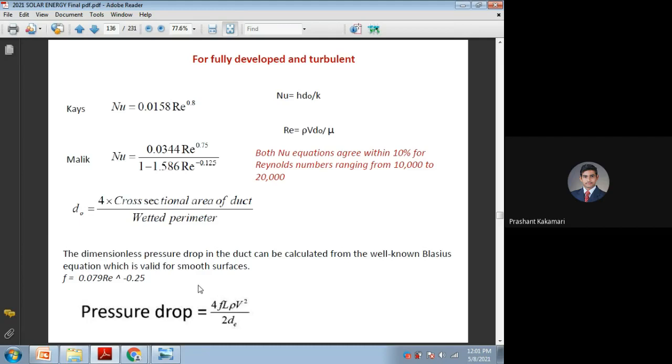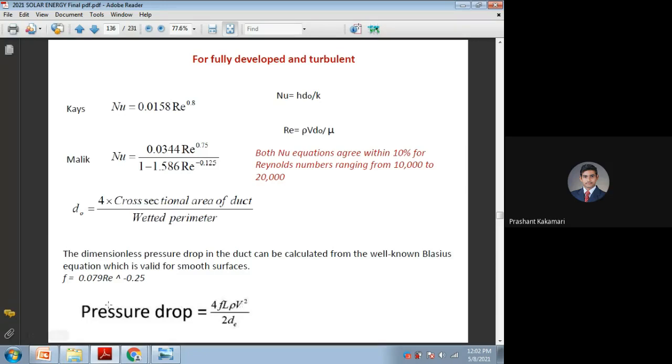Okay, so how is that to be found out? He has given some factors here. So using this 4fL rho V squared by 2 dE, which is like the Darcy-Weisbach equation that you studied in fluid mechanics, if you remember. That Darcy-Weisbach equation was for finding the friction losses in the pipe. Similarly here for pressure drop, he suggested this equation 4fL rho V squared by 2 dE. So dE is nothing but D0, as we found earlier. L is the length of the passage, rho is the density of the fluid like air, and V is the velocity.